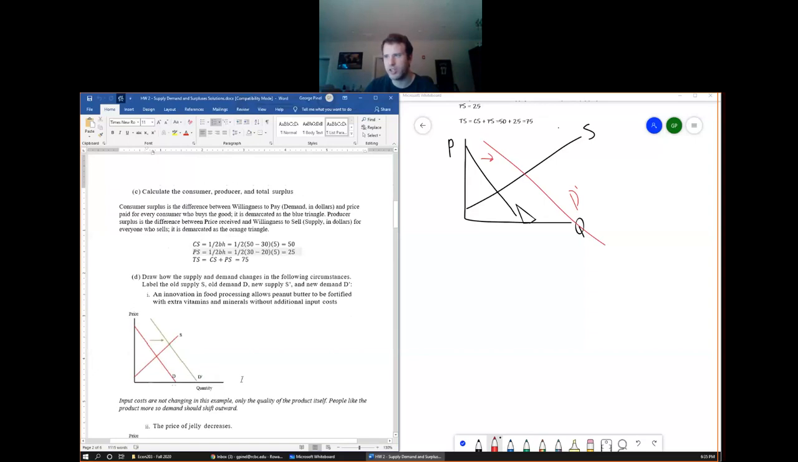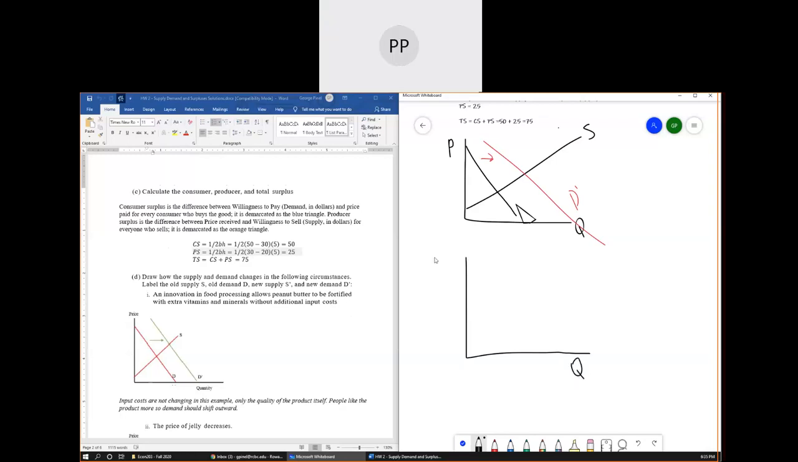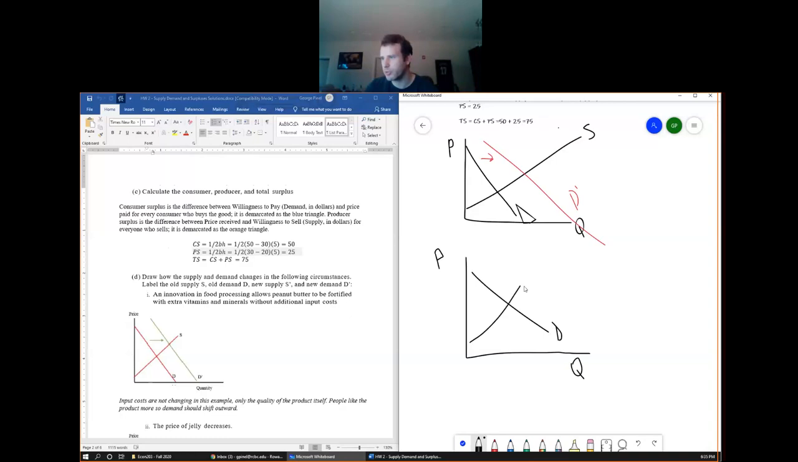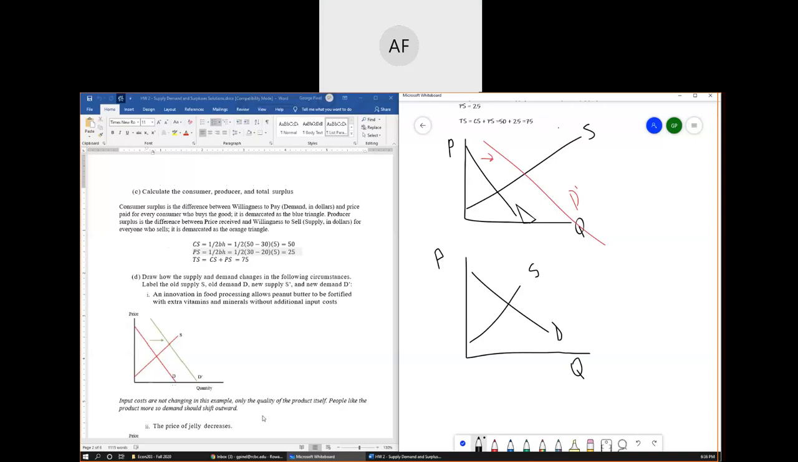What about the price of jelly decreases? Okay, so what goes on the x-axis? Quantity. Yep. What goes on the y-axis? Price. All right, so demand is downward sloping, supply is upward sloping, and the price of jelly decreases. So first I'd ask, is jelly a complement good or a substitute good to peanut butter? Complement. Right. And in your own words, what does it mean for it to be a complement good? They go together. Yeah, exactly. Two things that go together.